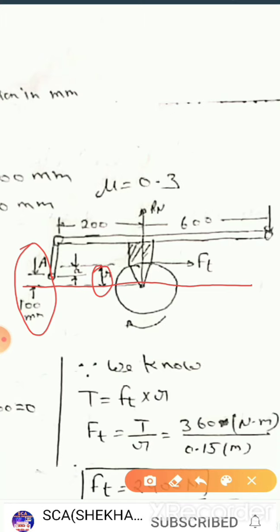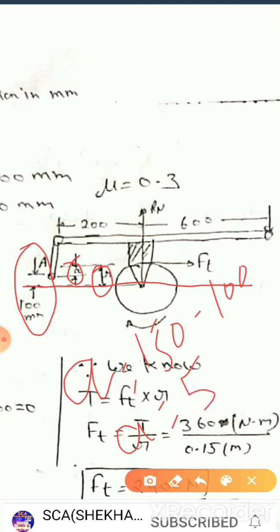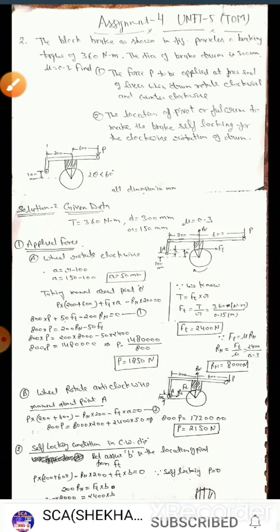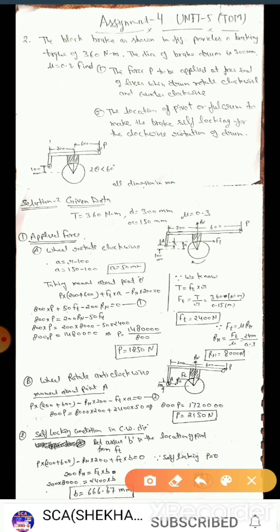So there is a difference, A. We can calculate A as: 150 mm is the radius and 100 mm is the distance between point A and the central line of rotation of the wheel. So A is equal to 50 mm. Now see in the solution, there A is 50 mm.